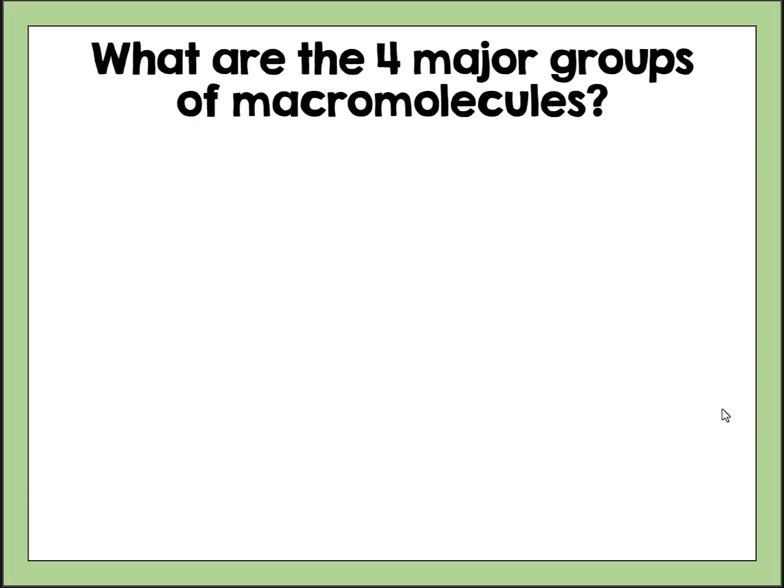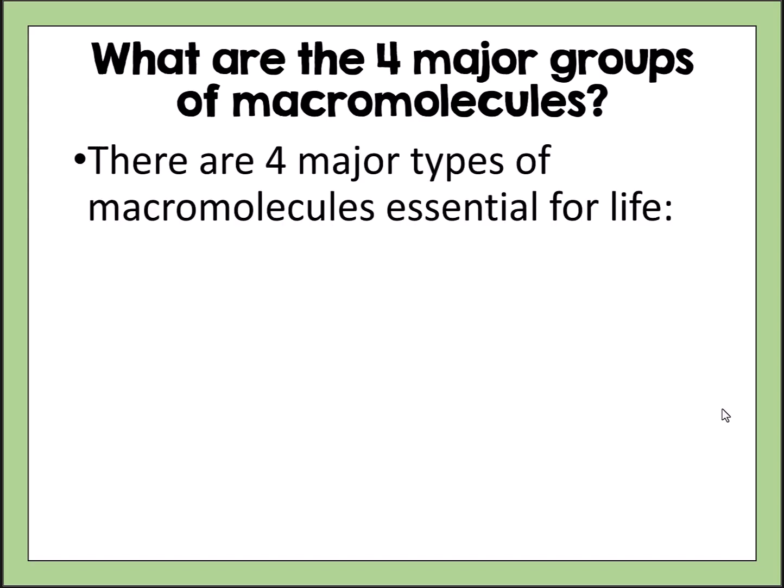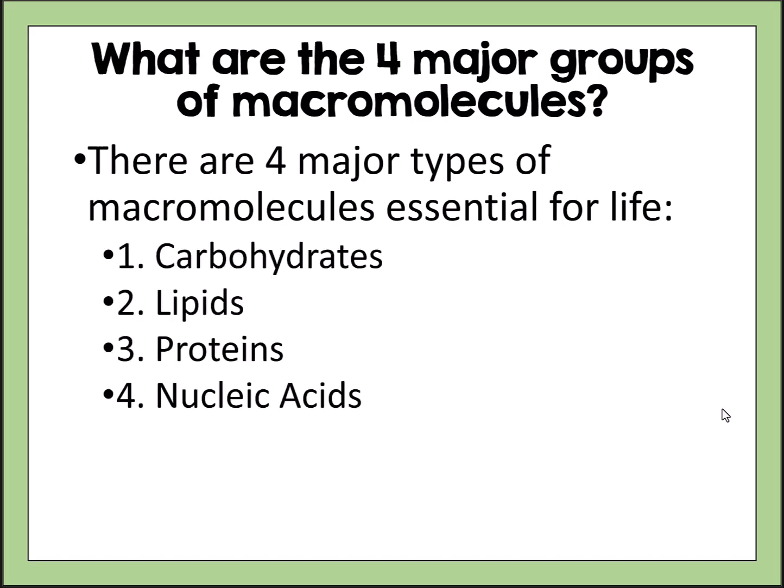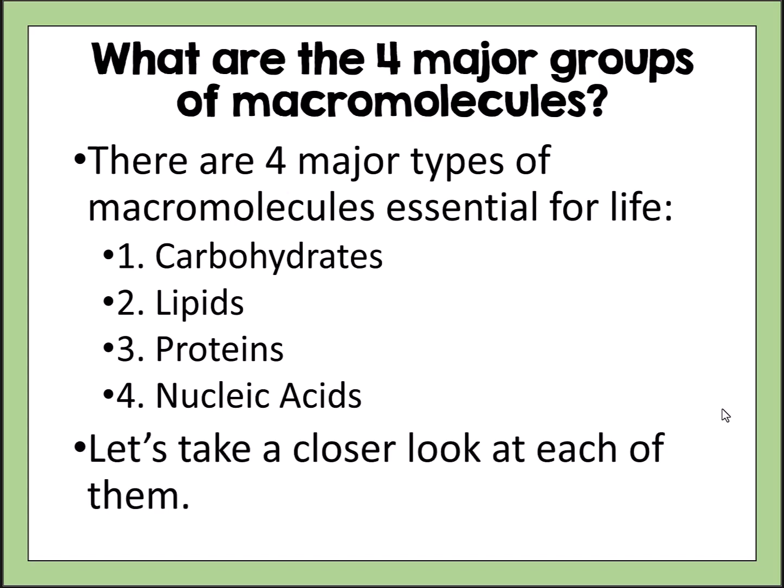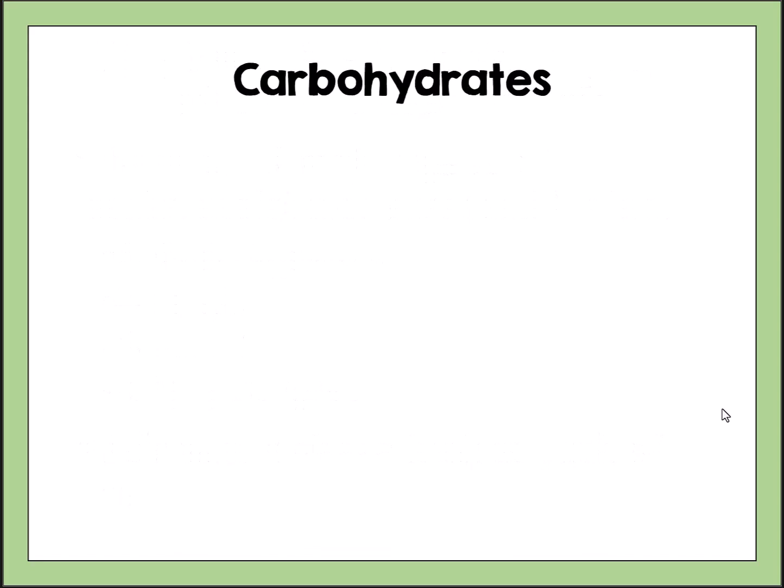And we divide these macromolecules into 4 major groups when we're discussing macromolecules that are particularly important for living things. So there are 4 major types of macromolecules essential for life: carbohydrates, lipids, proteins, and nucleic acids. And we're going to take a closer look at each of them.